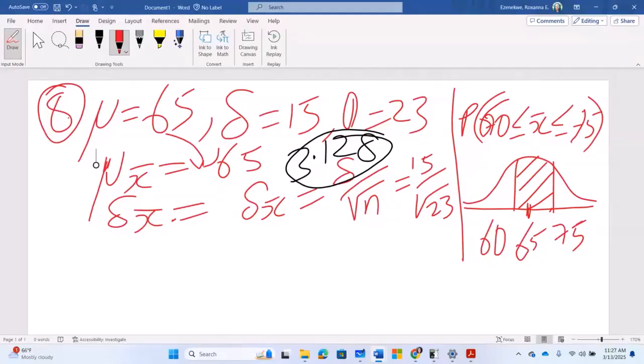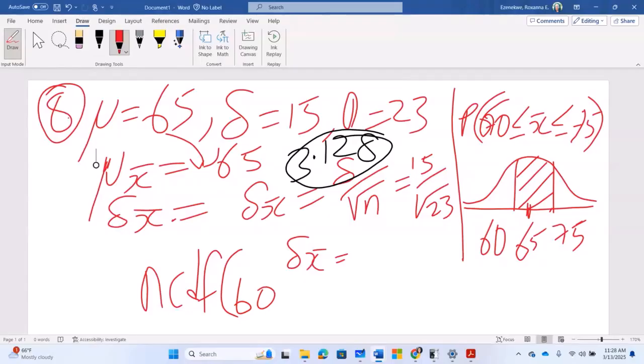First of all, I have calculated the standard error. It's going to be the normal calculation, but this time it's going to be normal CDF. What is the lower number? 60. This is raw data. What is the upper number? 75. What is the mean? 65. What is the standard error? Not the standard deviation. The standard error is 3.128.